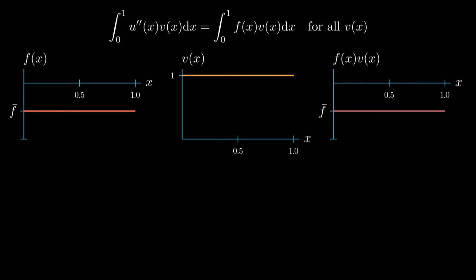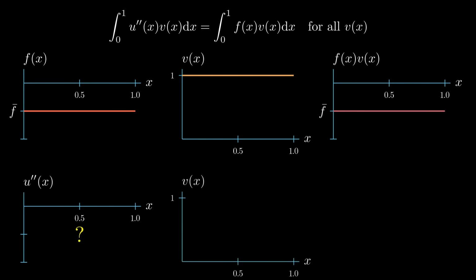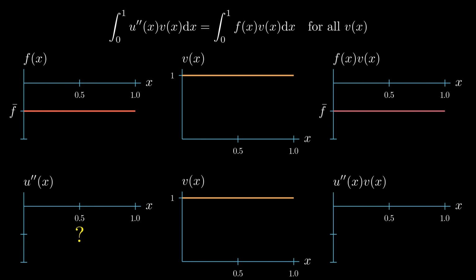Now let's move on to the left-hand side of our equation. The second derivative of u is unknown, because u is our unknown. The test function is the same as on the right-hand side of the equation, which we have arbitrarily chosen as constantly 1 for now. Finally, the second derivative of u times the test function v is also unknown because the second derivative of u is unknown. So the second derivative of u times the test function v can be a function of arbitrary shape.